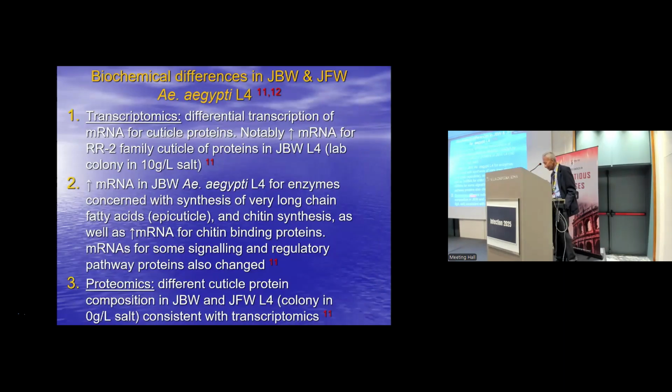What are the biochemical differences? We looked at transcriptomic and proteomic studies. And we showed that transcriptomics studies showed that there is a differential transcription of messenger RNA for cuticle proteins, particularly the RR2 family in brackish water larvae. And this is in laboratory colonies of the brackish water derived mosquitoes. And for enzymes concerned with very long fatty acid synthesis, which is an important component of waterproofing the epicuticle.